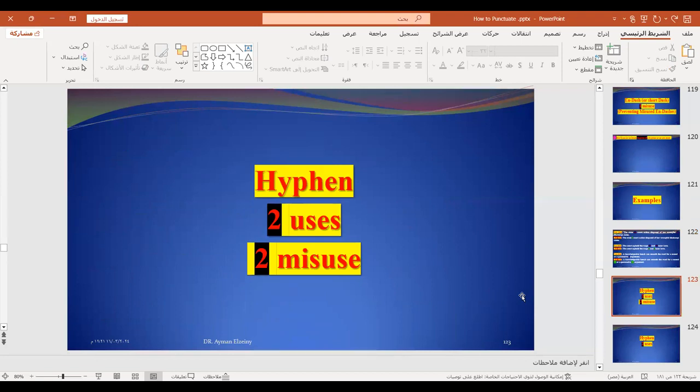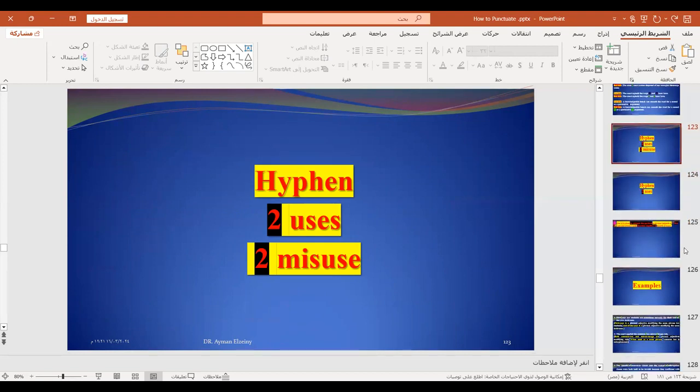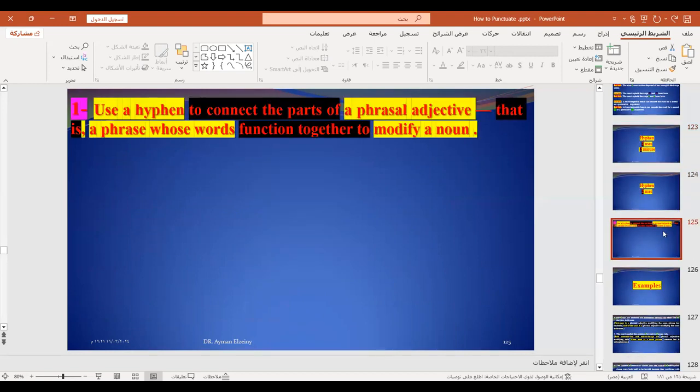A hyphen has two uses and two misuses. The first use of the hyphen: use a hyphen to connect parts of phrasal adjectives. Phrasal adjectives.